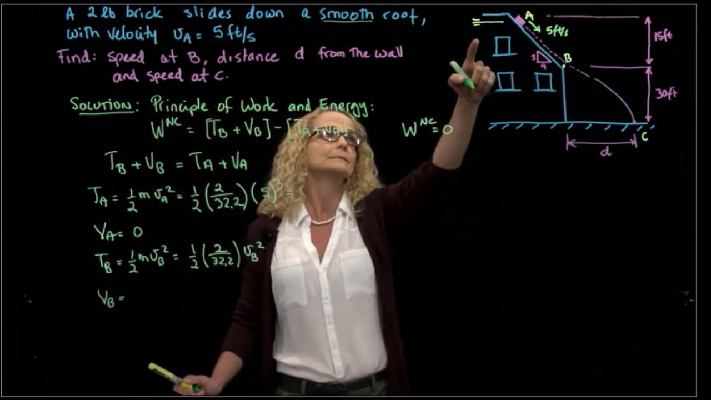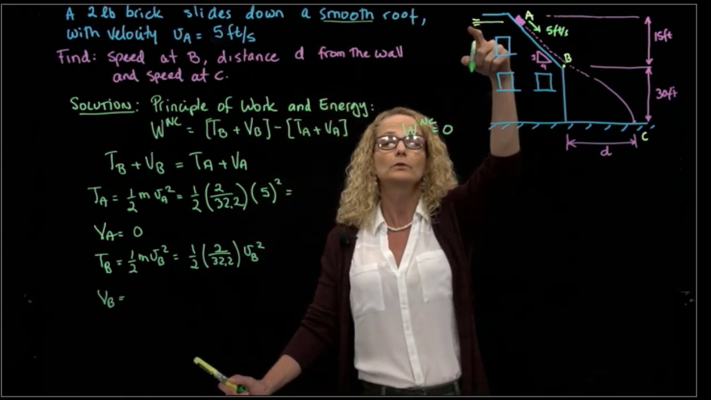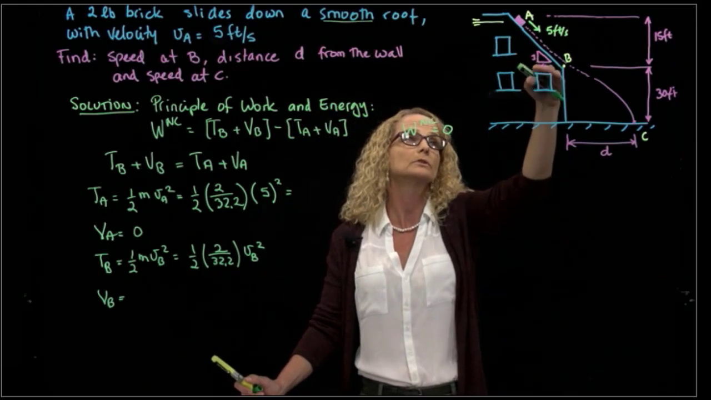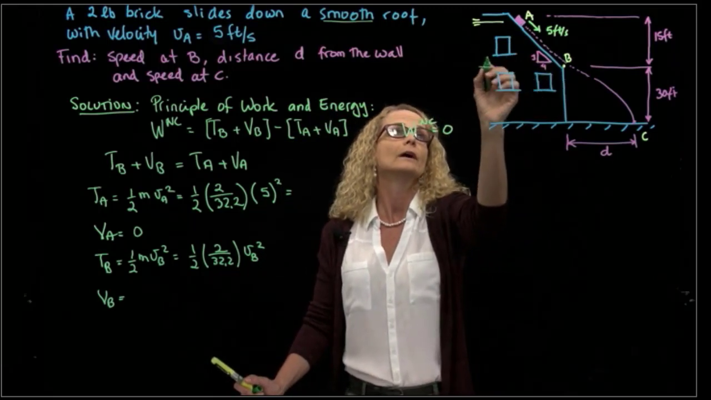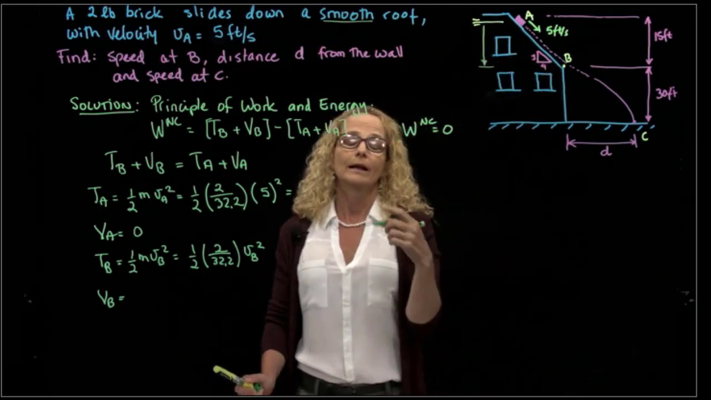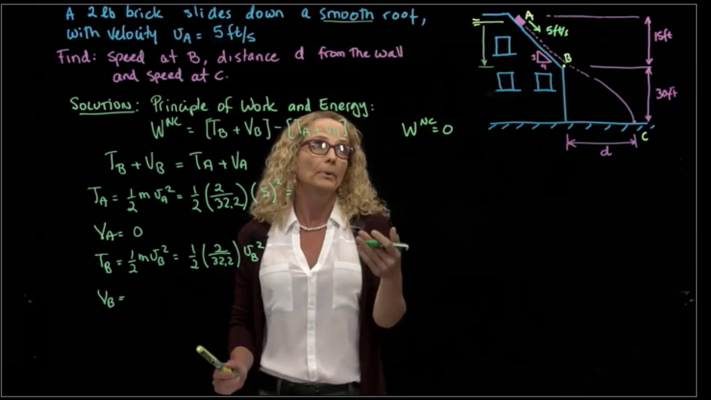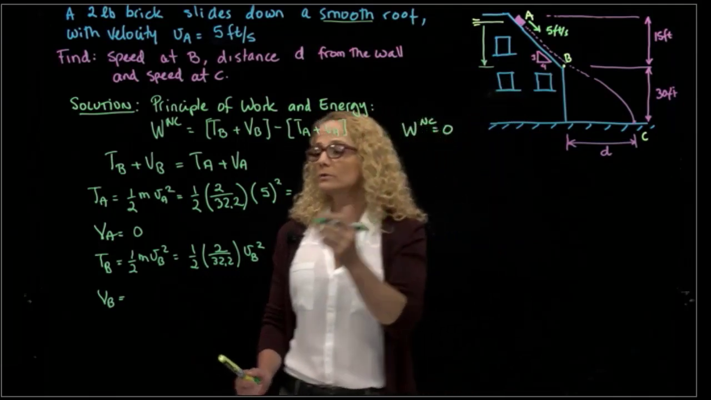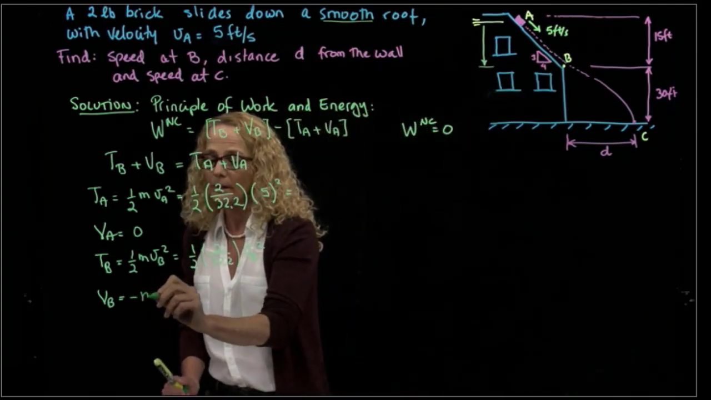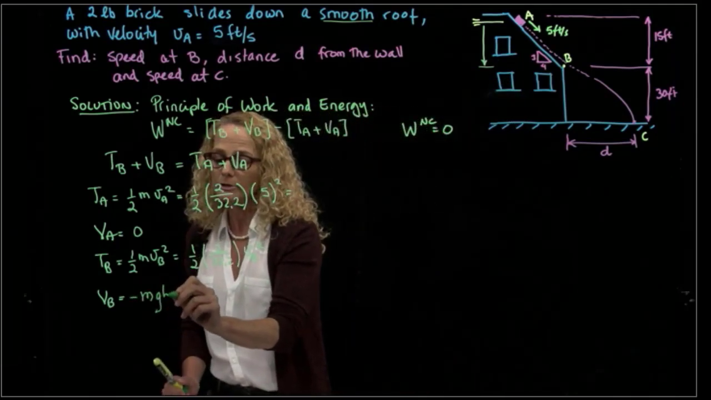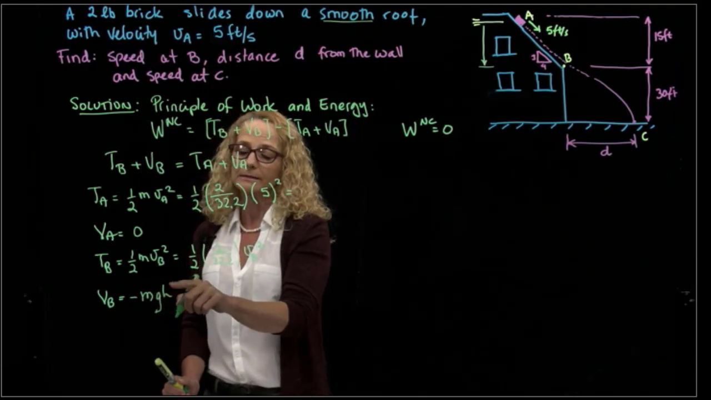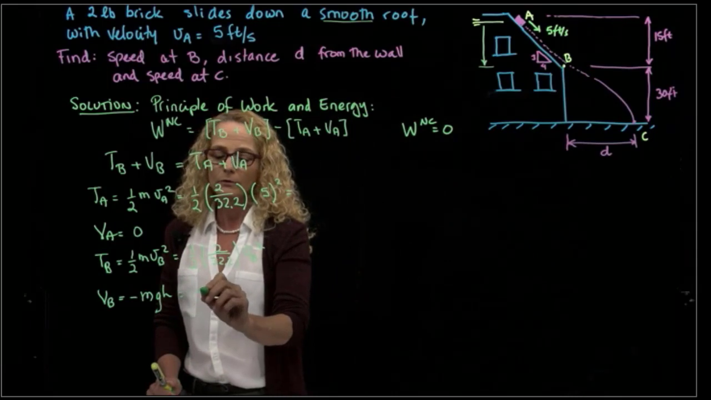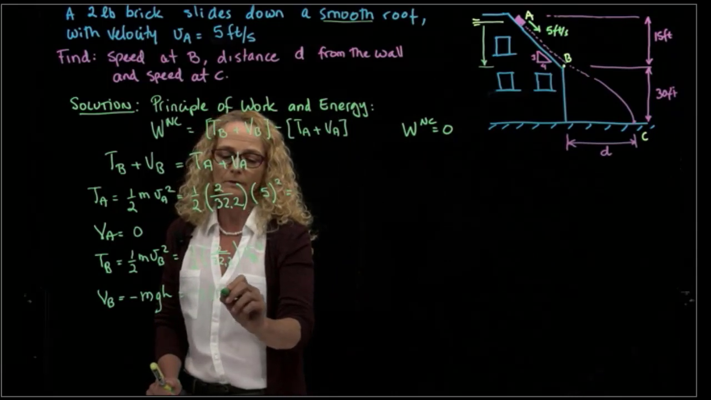Since my reference frame is right there, and I have to use the same reference datum for both the initial and the final position, I do have a potential energy drop, because I have lost potential energy. How much did I lose? The potential energy will be mgh. This is the weight, and this is the h that I lost, which is 15 feet. So that will be minus 2 pounds times 15.